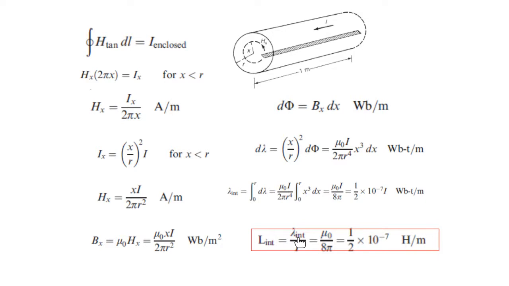Okay, Henry per meter. If you multiply this by omega, you get the ohm per meter. So that's the ohm per meter. So therefore, that is our focus here. And the internal inductance becomes constant, 0.5 times 10 to the power of minus 7 Henry per meter. We have a conductor. So this is the internal, inside.